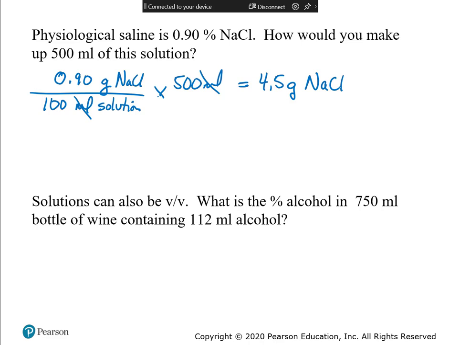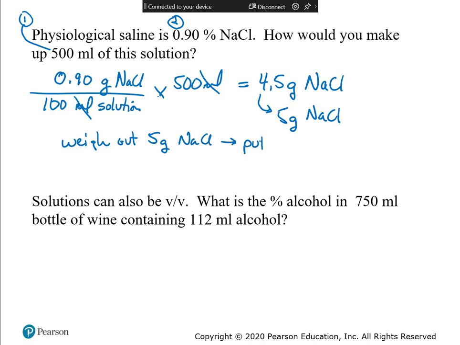Is that the right significant figures? So 0.90 is two. 500 is one. So I would round that to 5 grams. So you would go to the balance, weigh out 5 grams of salt, and then put it in a cylinder. Put it in some kind of measuring cup. Maybe you have a Pyrex, so we're going with something that's got some measuring ability.